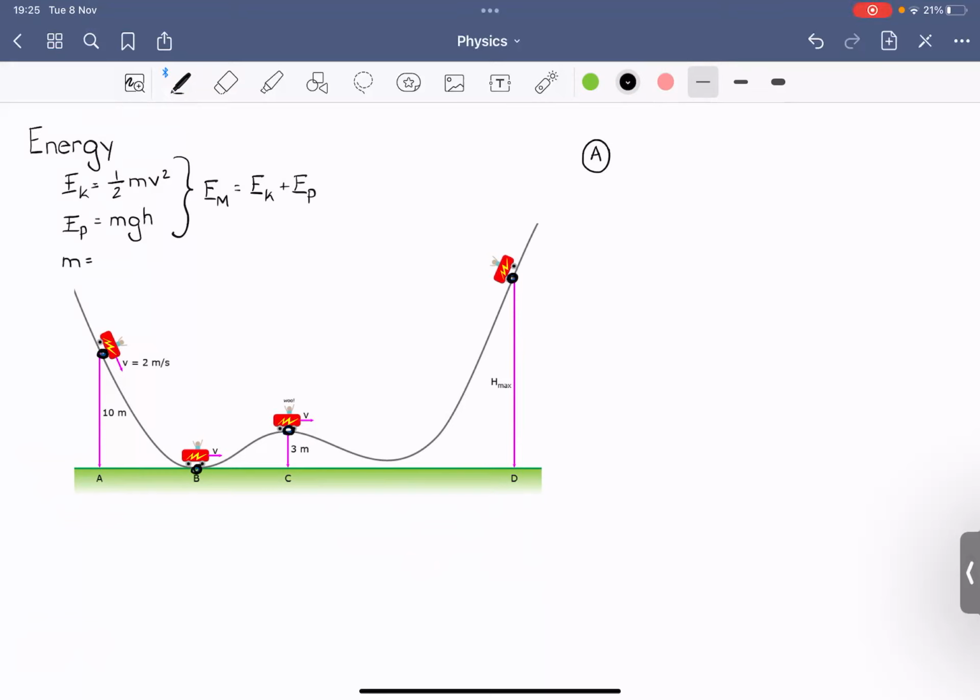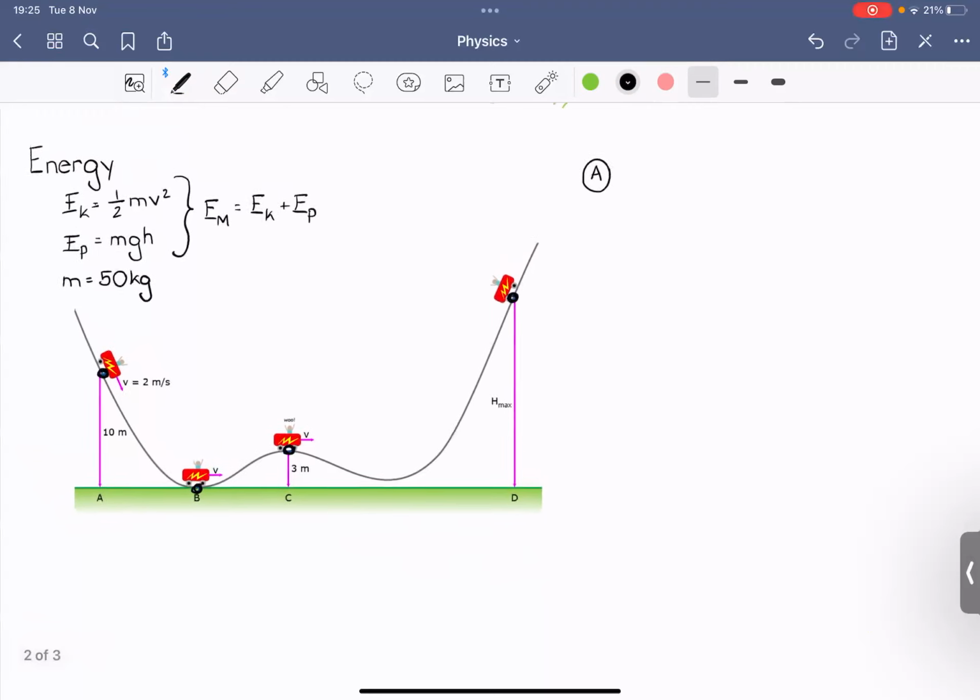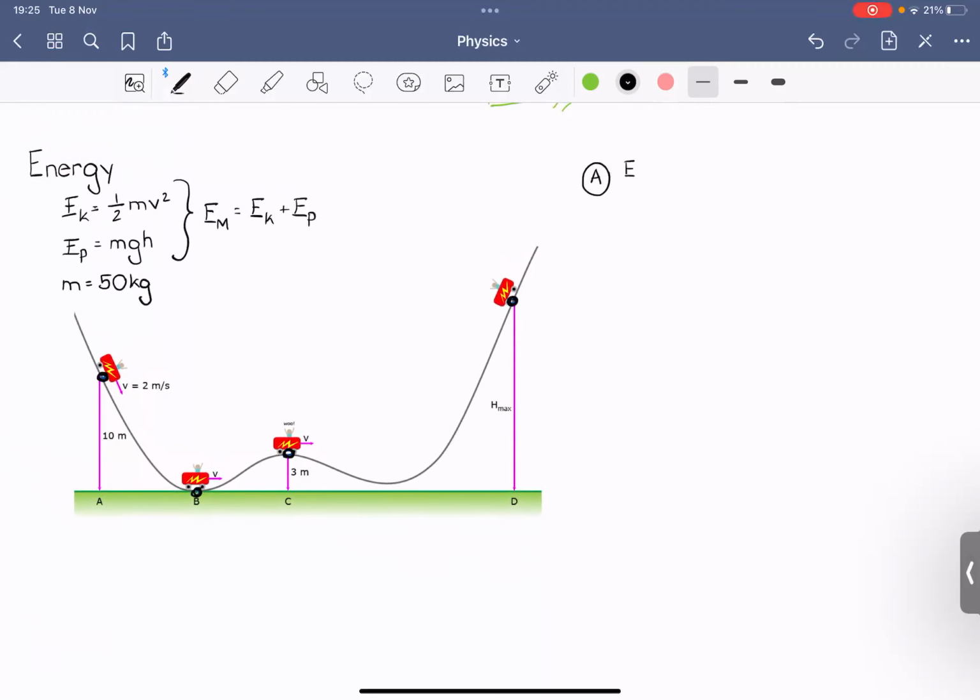We have a mass, 50 kilograms. So in that point A, we're going to get our kinetic energy, which is 1/2 times our mass, which is 50, times our velocity, which is given right here, 2 meters per second. And all of this has to be squared.